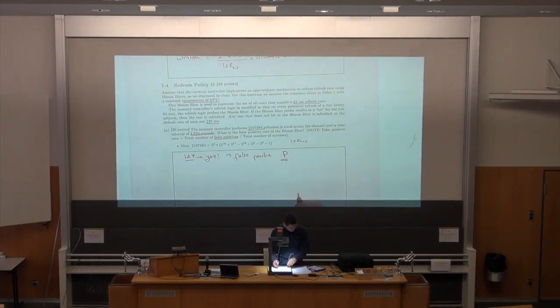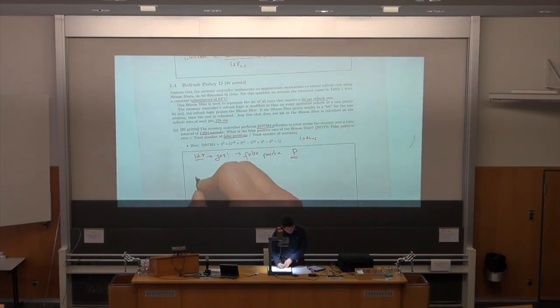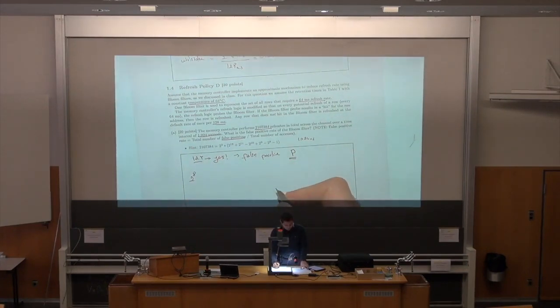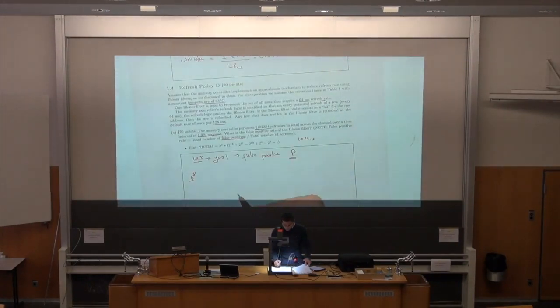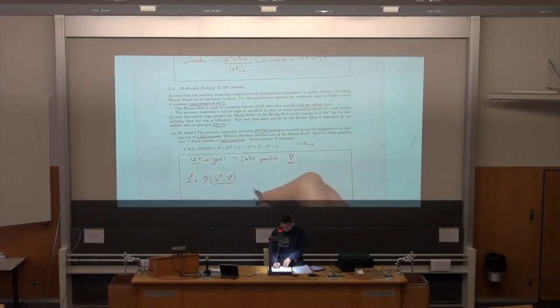Okay. So basically, let's write like this. We have 2 to the 8 rows here that should actually be refreshed within 64 milliseconds. Plus, we have 2 to the 18 minus 2 to the 8. This is the rest of the rows that should actually be refreshed within 128 milliseconds, and this is the fraction of the rows that were a false positive.